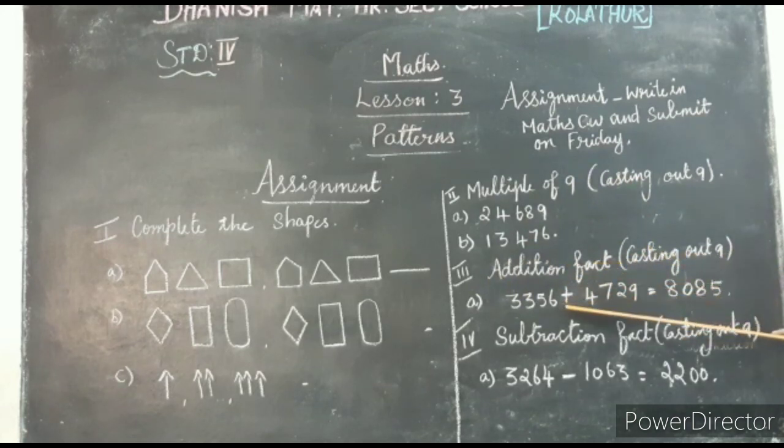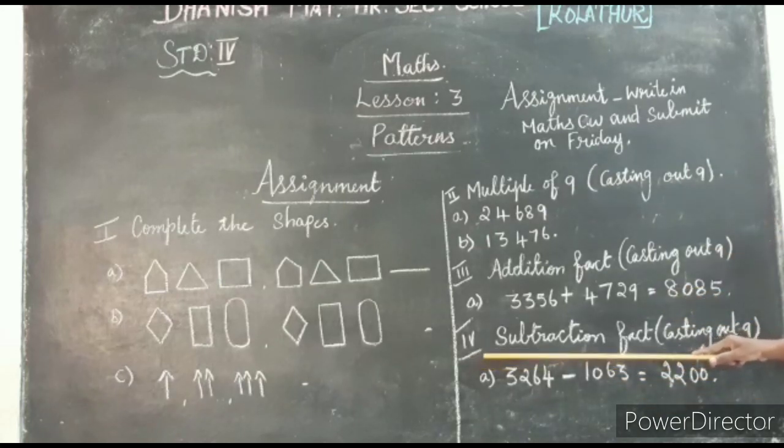Now, Roman number 3 is addition fact, casting out 9. You have to check the sum is correct addition fact or not the correct addition fact. Look at the sum. 3,356 plus 4,729 is equal to 8,085.